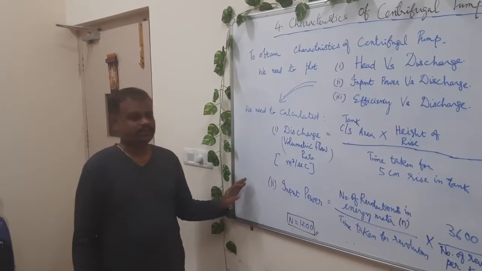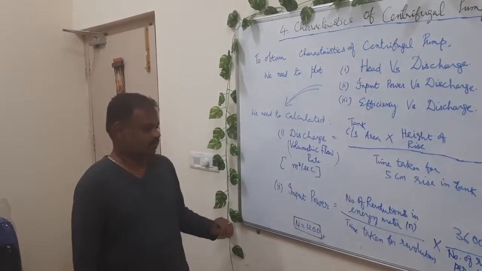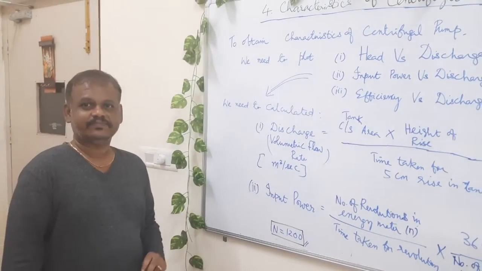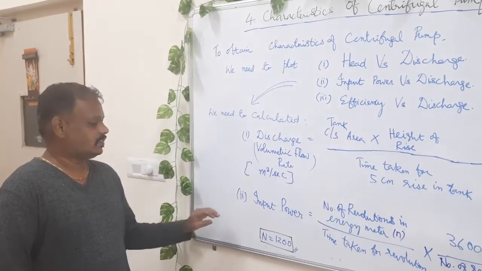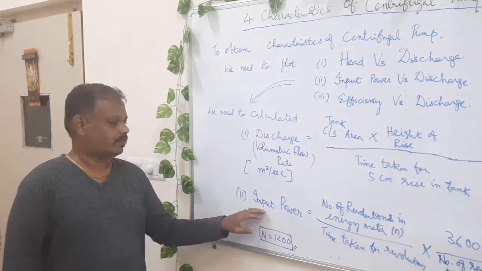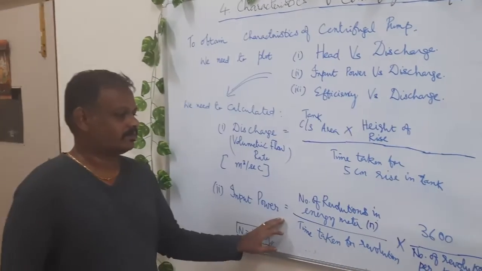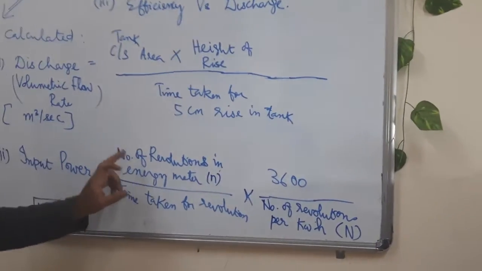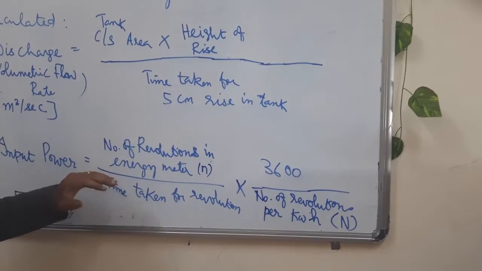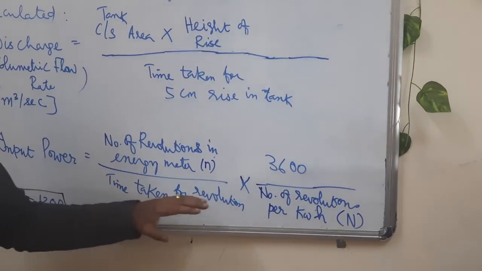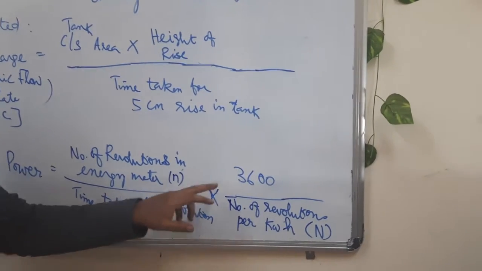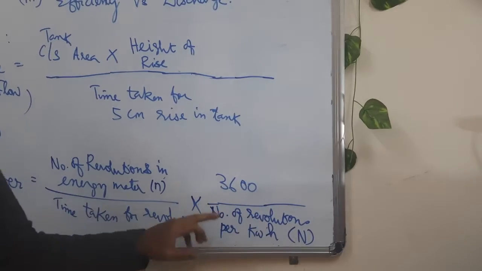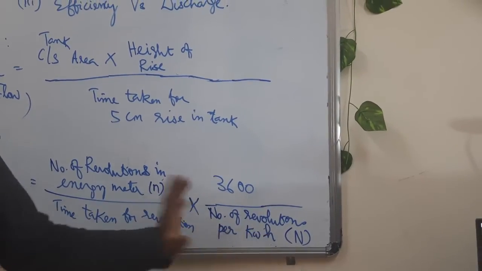So next, we have to calculate the input power. The input power is given from this formula. Input power is nothing but number of revolutions in energy meter divided by time taken for the revolutions into 3600 divided by number of revolutions per kilowatt hour.